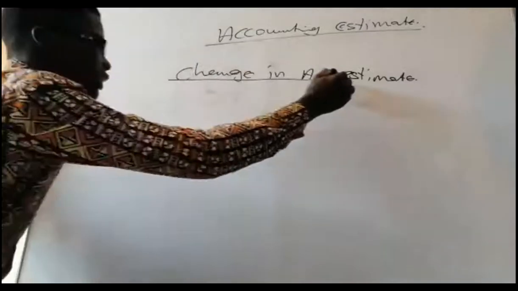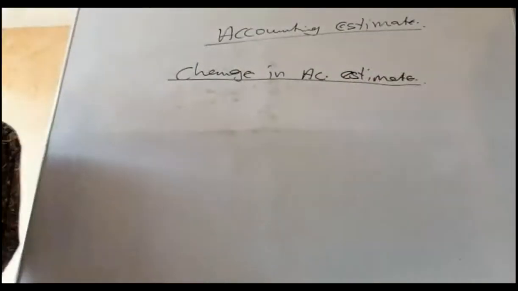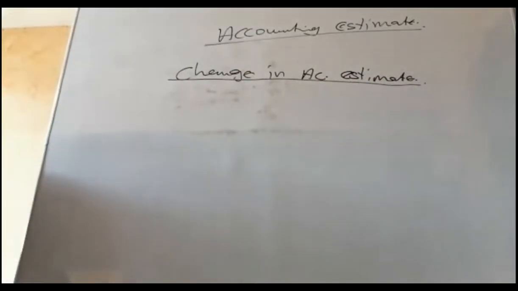The accounting treatment. For a change in accounting policy, the change must be applied retrospectively. For a change in accounting estimate, it must be applied prospectively all the way. So that's the good news. So the change must be applied prospectively all the way.